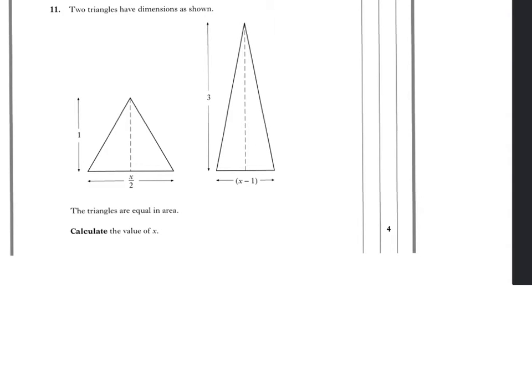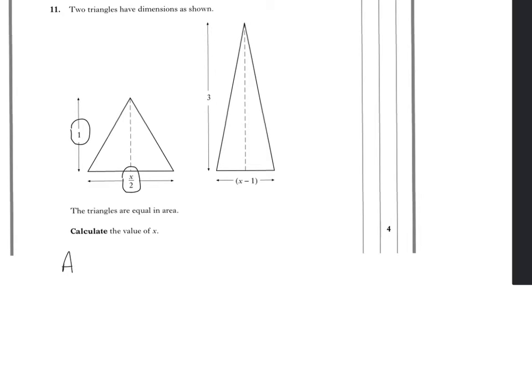Section 13, example 2. Two triangles have dimensions as shown. The triangles are equal in area. Calculate the value of x. We know that the area of a triangle is a half ab sine C, but we don't have the information for that, so we'll use our alternative formula for area of a triangle, which is half times base times height. Now, we can see that the base of this triangle is x over 2 and its height is 1.